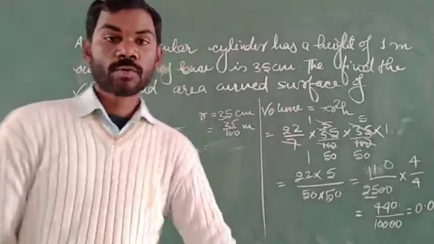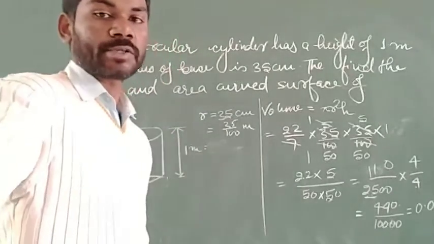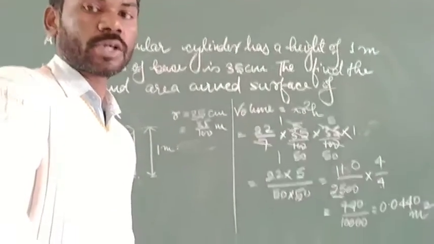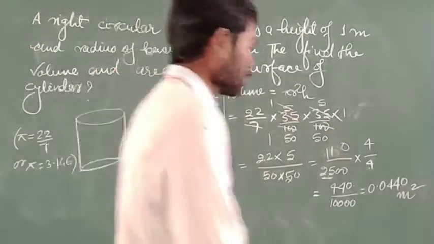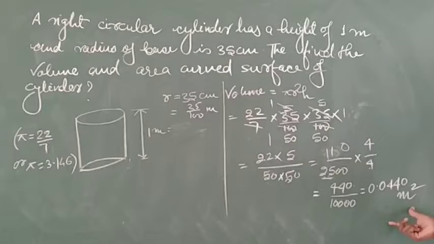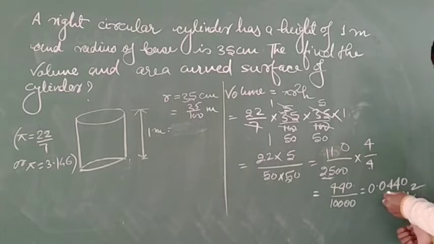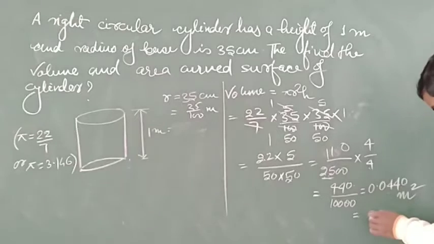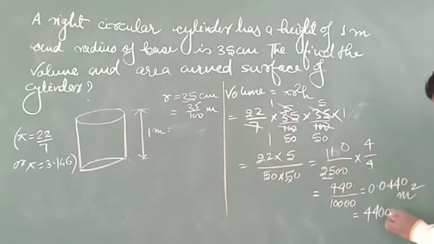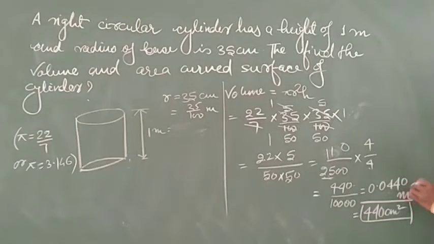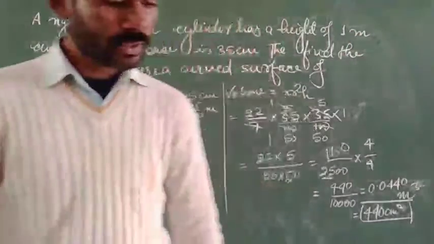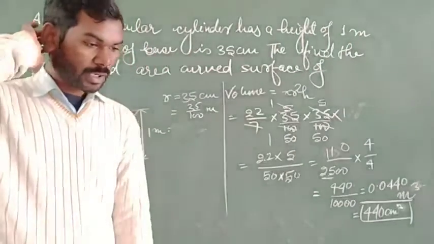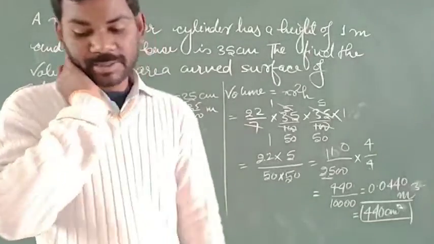Since your solution will be given in centimeter, in order to convert it into centimeter, we have to multiply this by 10,000. So when we multiply by 10,000, we get 440 cubic centimeter. So this is the volume. So the 440 cubic centimeter is the volume. Now let us see the next, its surface area.